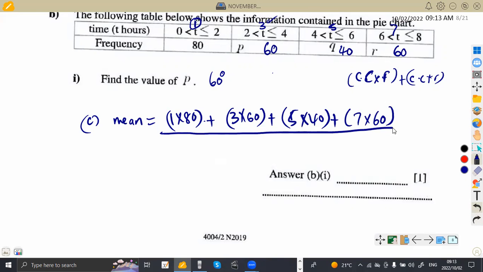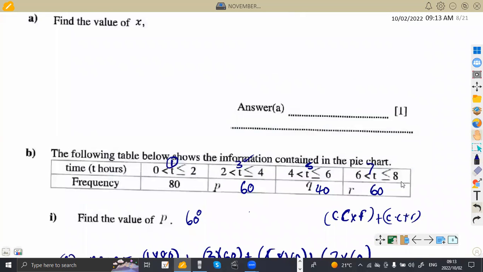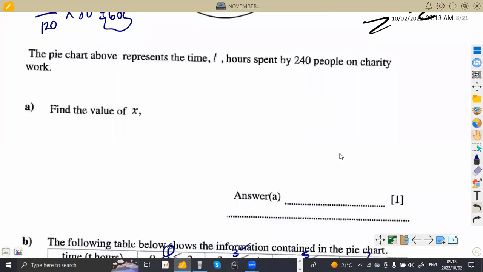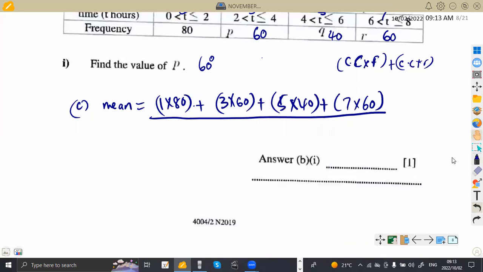Everything over the total frequency. So the total frequency now is the one that we are given, 240 people. So you divide by 240. Instead of adding again, you just divide by 240. Okay, so guys, I want you to multiply everything, then divide. Okay, let's just do it.